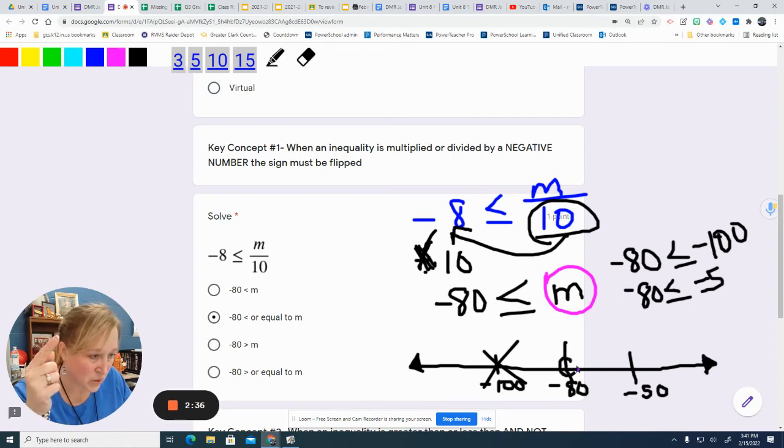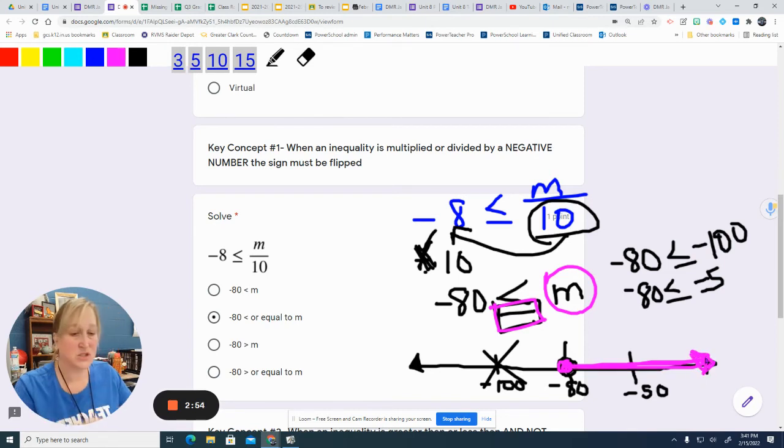So I have a closed circle because of this line right here. Because of this line right here, that is a closed circle. And then my arrow needs to go this way because that will make all of it true.